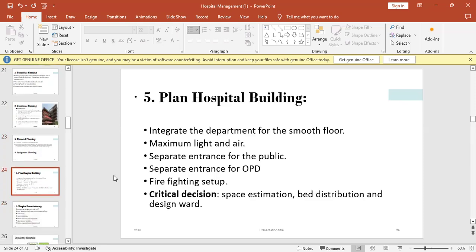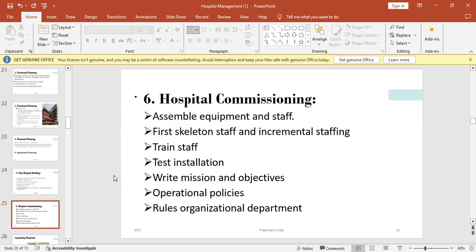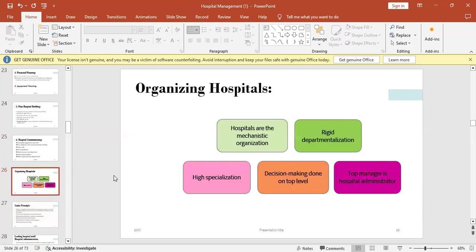Plan the hospital building. Integrate the third department for smooth flow, maximum light and air, a separate entrance for the public, and a separate entrance for OPD. Firefighting setup, critical decisions, space estimation, distribution, and design work. At the end is hospital commissioning: assemble equipment and staff, first a skeleton staff with incremental staffing, train staff, test installation, and set the right mission and objectives, operational policies, rules, and organizational departments.